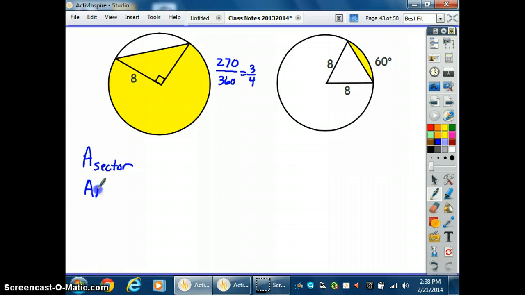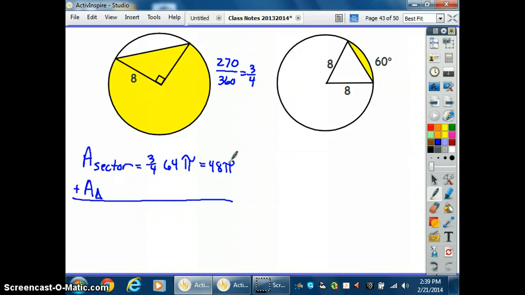And the area of the triangle, and I want to add it together. Okay, the area of the sector, that's 3/4. Now the radius is 8, so it would be 64 pi, right? The area of the circle, 64 pi. And then 4 goes into 64, I think 16, right? So 3 times 16 is 48 pi.